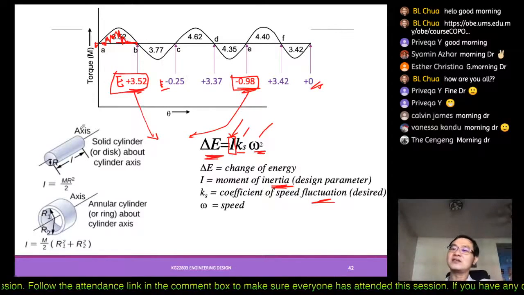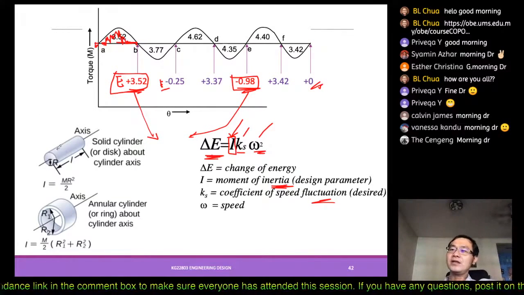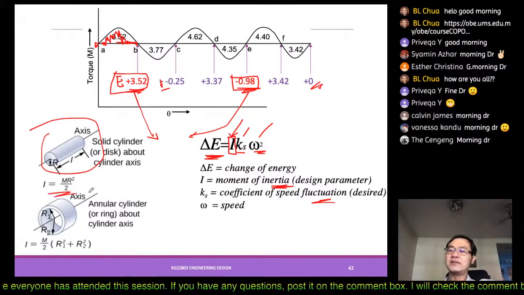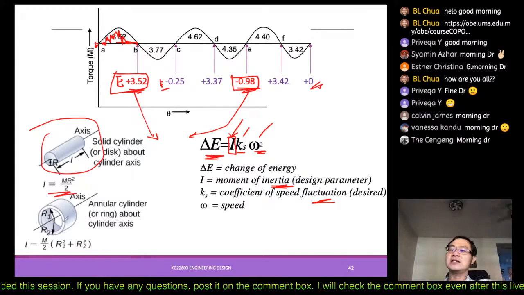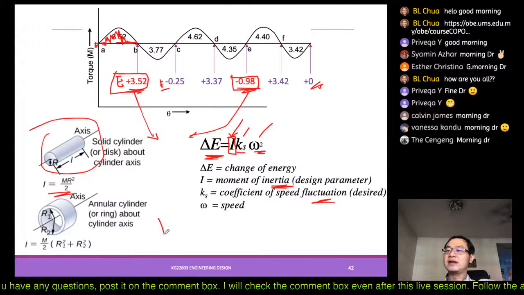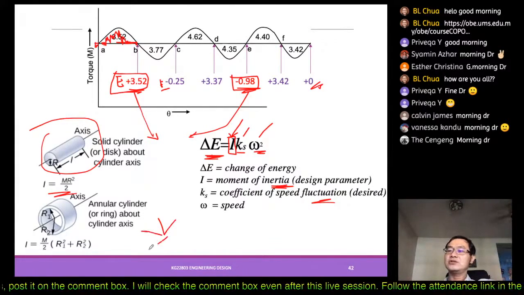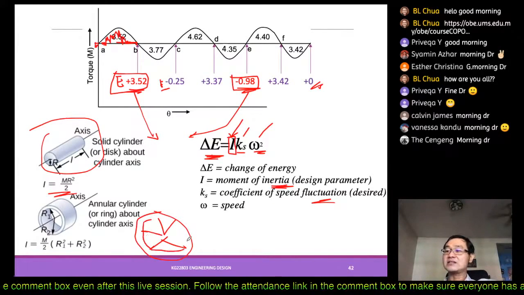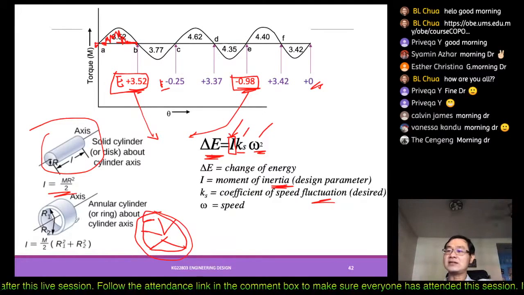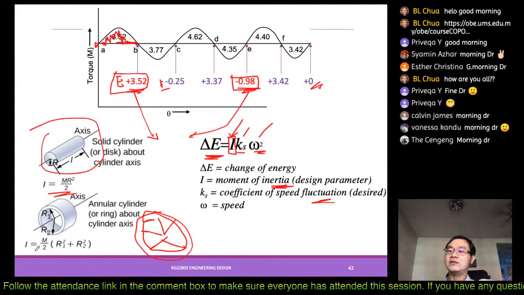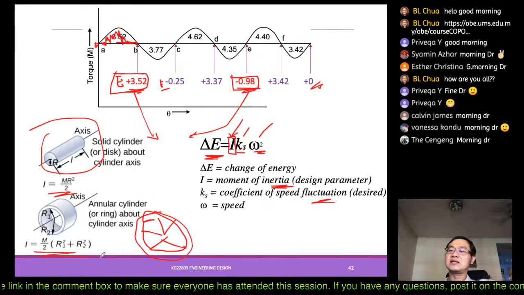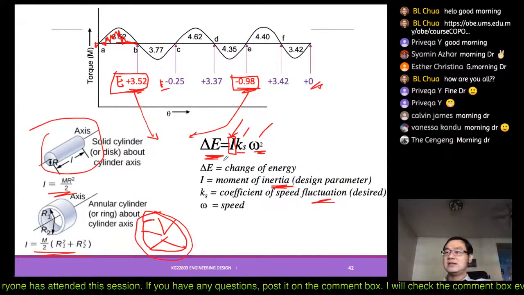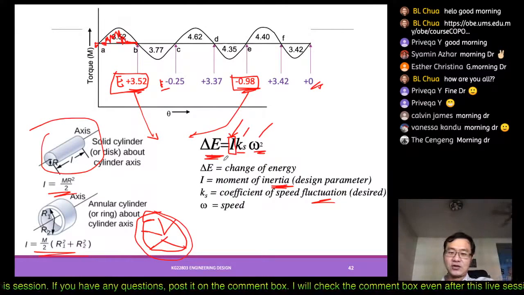So this I depends on the construction of the flywheel itself. If the flywheel is a pure solid, then the moment of inertia can be estimated using this one. If it is a hollow type, maybe a rim type, where the highest mass will be at the outside, just like this hollow, then the moment of inertia is given as such. So this is how you can design a flywheel.